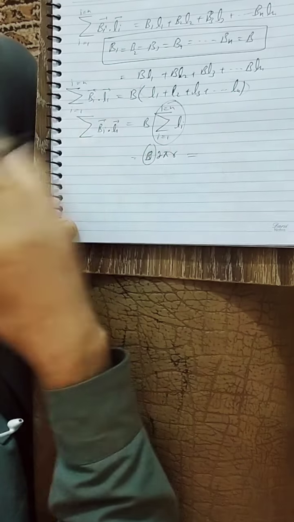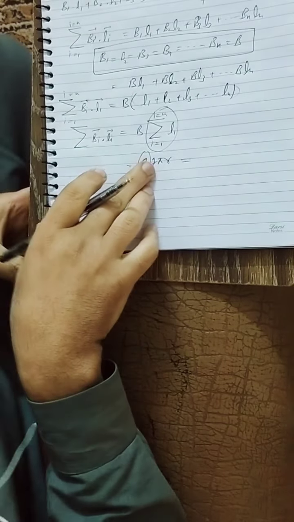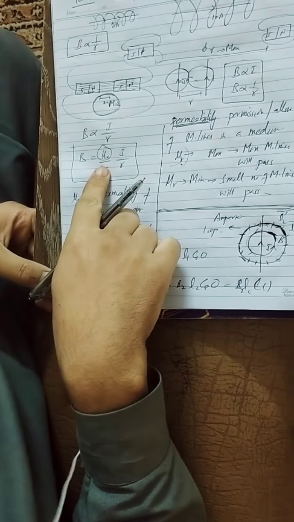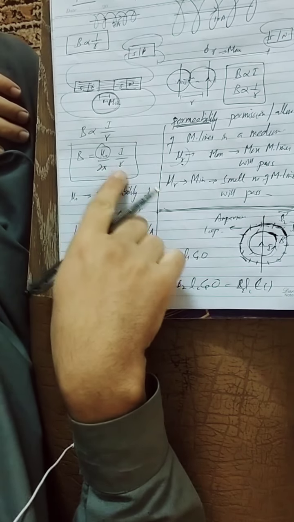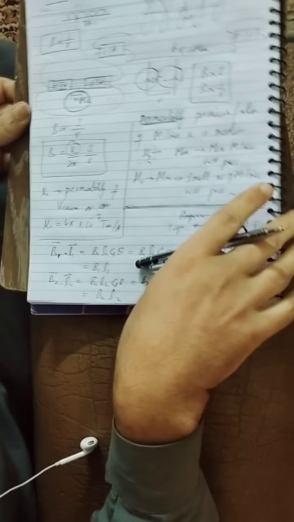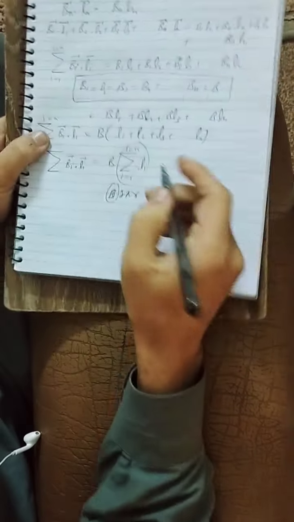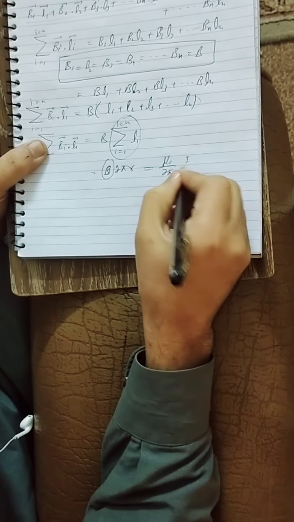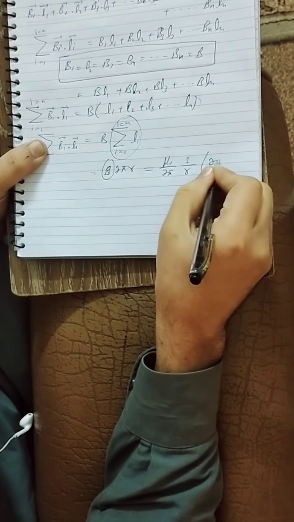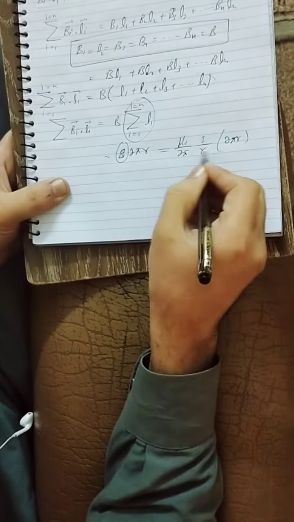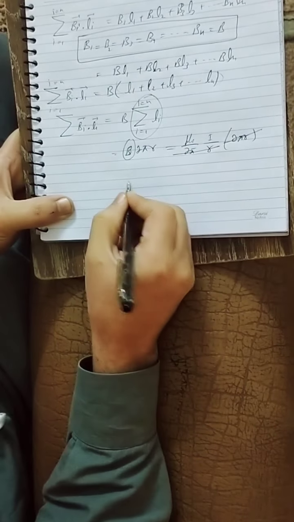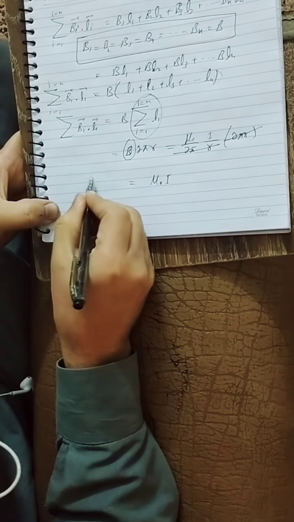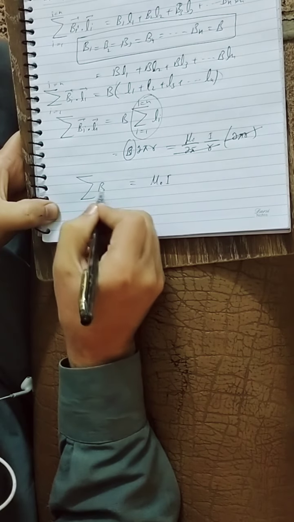And what is B? We already studied that B is equal to mu naught by 2 pi, I by r. This is the value of B. So putting the value of B here, it will be mu naught by 2 pi, I by r, and the circumference is as it is, 2 pi r. So 2 pi r and 2 pi r will be cancelled. So it is mu naught I, which is the projection of the magnetic field on the Amperian loop.